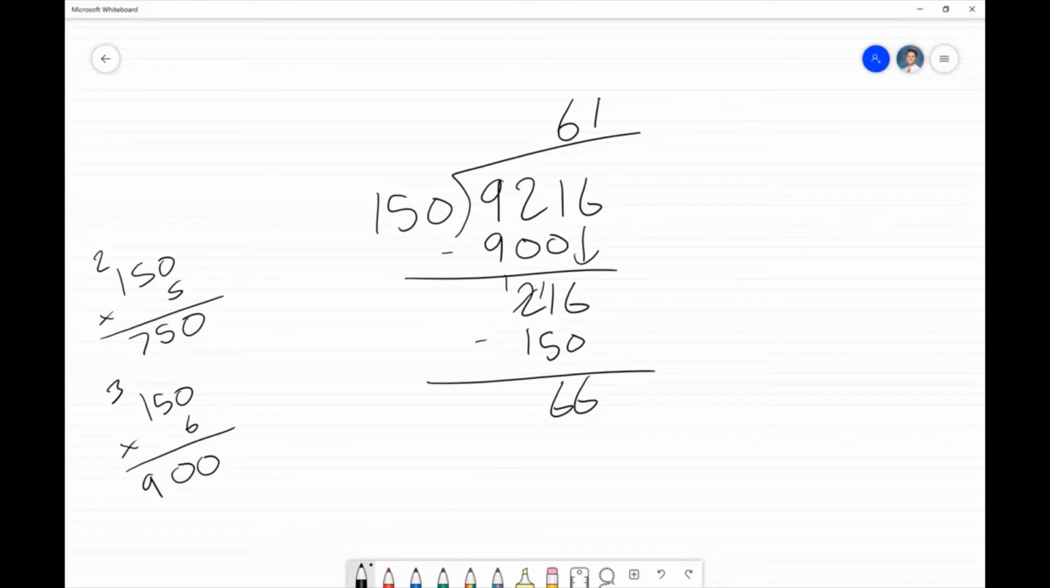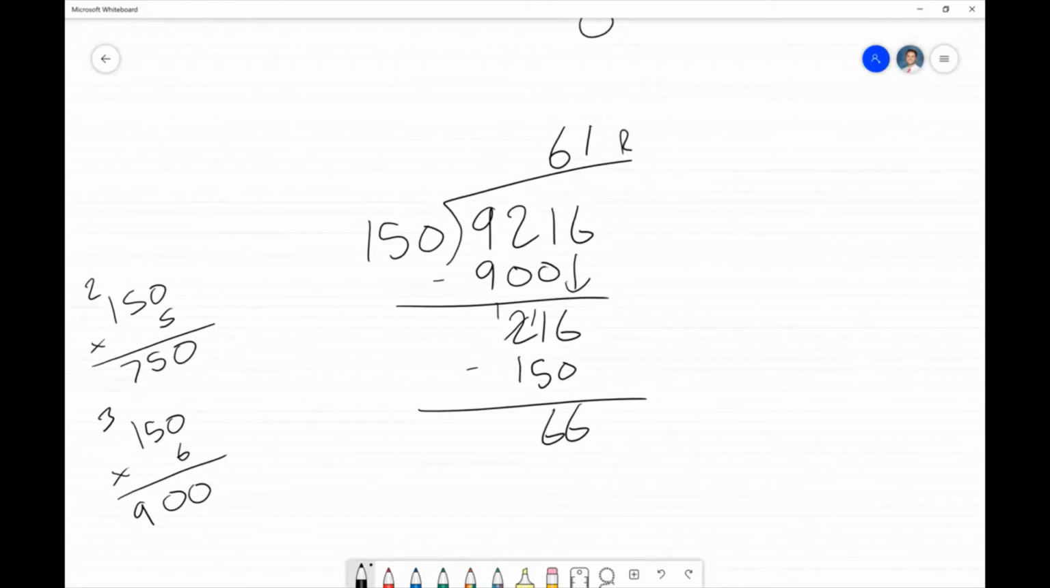Now, you're used to writing 61, remainder 66. We're going to move away from writing our remainders that way, and instead, we're going to express them as a fraction. This is a much better way to show our remainders. And it's quite simple. All we need to do is take our remainder, which is 66, and write that with a denominator of our divisor, 150. So our answer here would be 61 and 66/150ths.